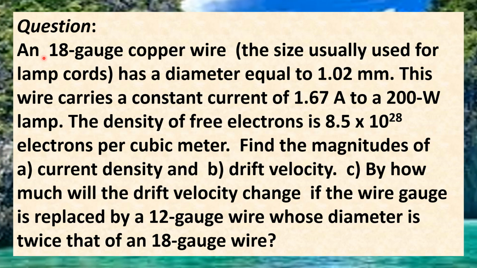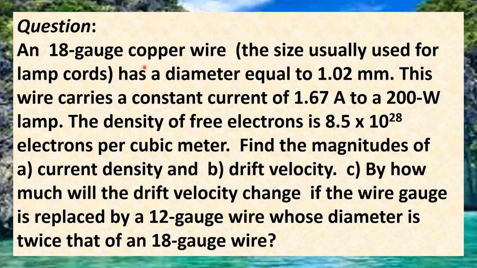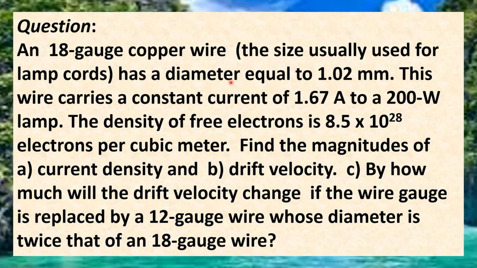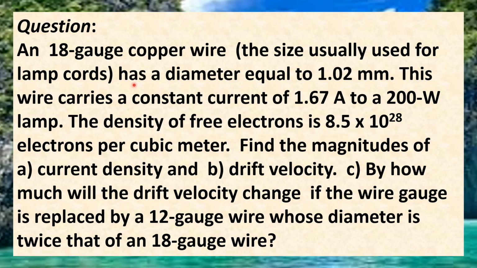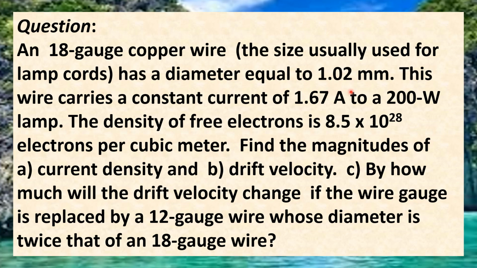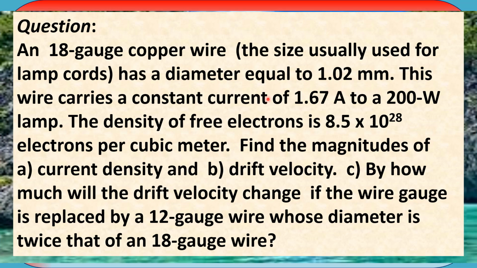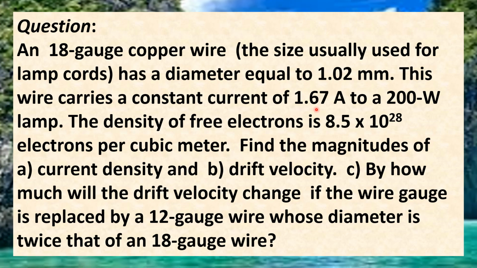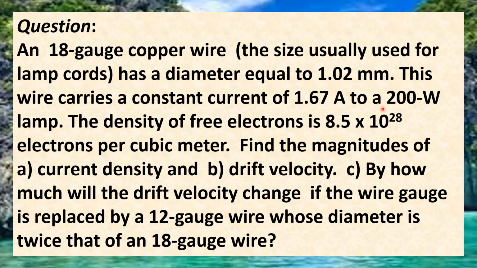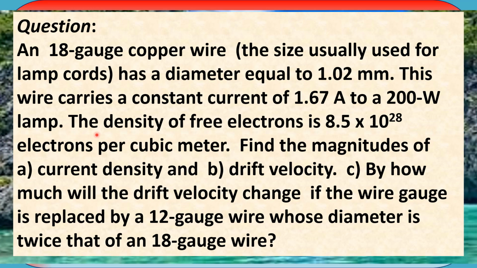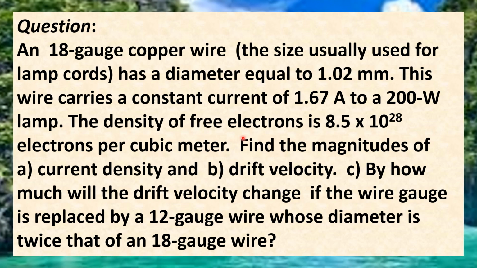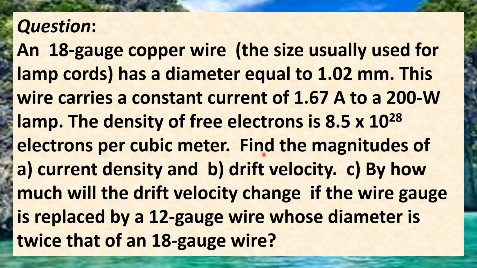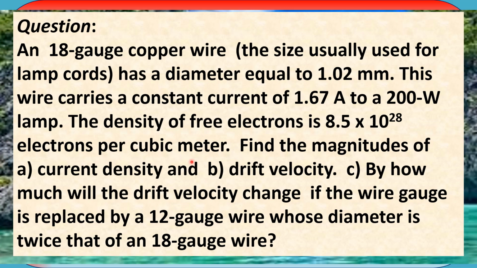The question is, an 18 gauge copper wire, the one usually used for lamp cords, has a diameter equal to 1.02 millimeters. This wire carries a constant current of 1.67 amperes to a 200 watts lamp. The density of free electrons is 8.5 times 10 to the 28 electrons per cubic meter.